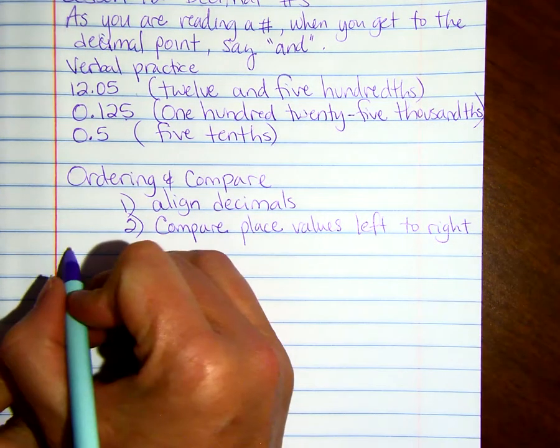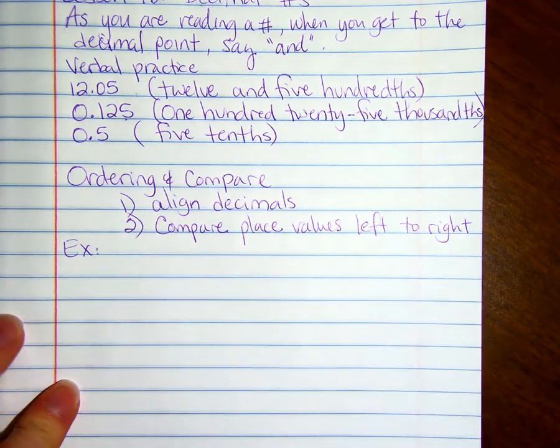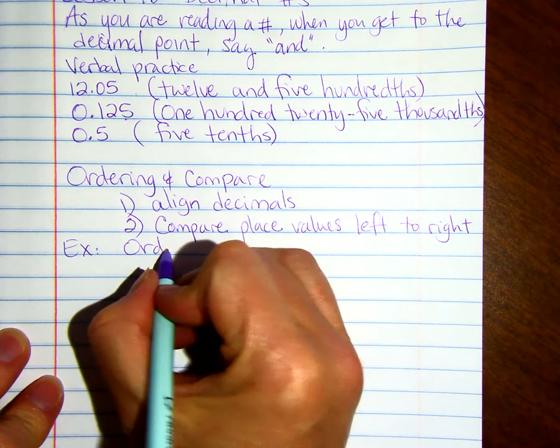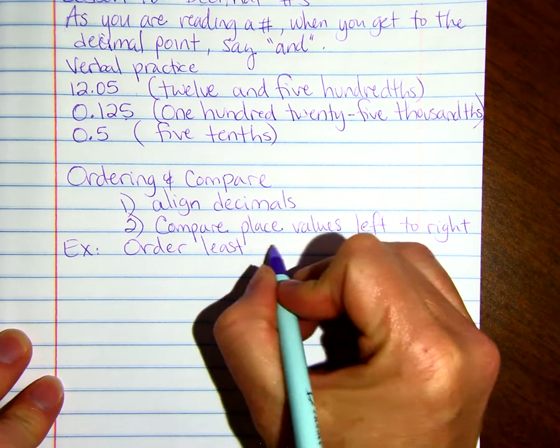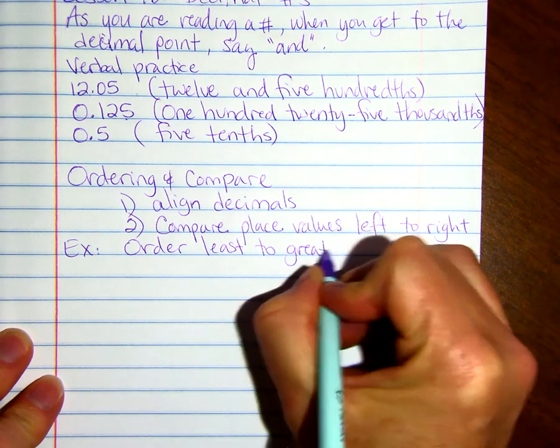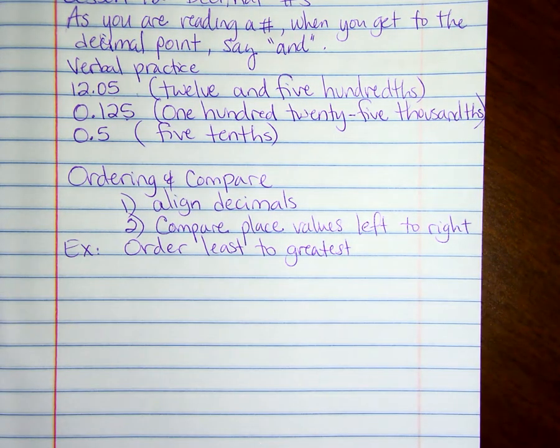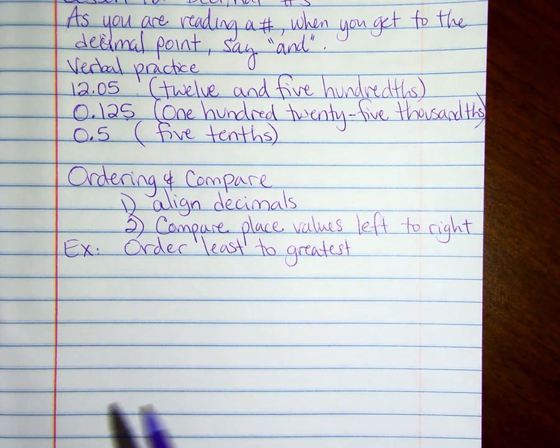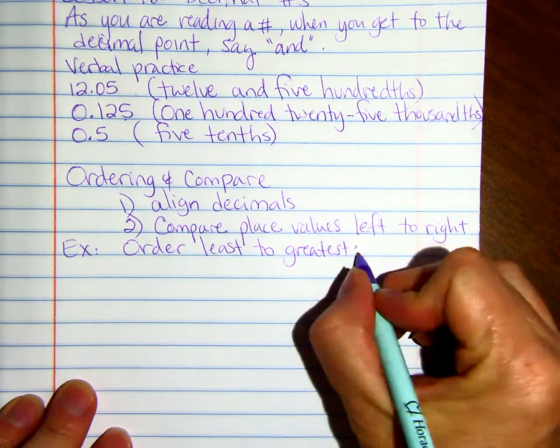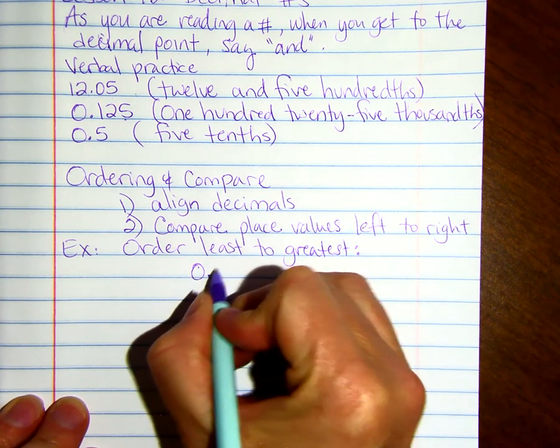So let's do an example where we're asked to order. So order least to greatest. And I promise you, in this book, they're going to say order least to greatest the majority of the time. I think 2, maybe 3 times they try and trick you and say order greatest to least. So be really careful when you're reading those order problems that you know what order they want you to put it in.